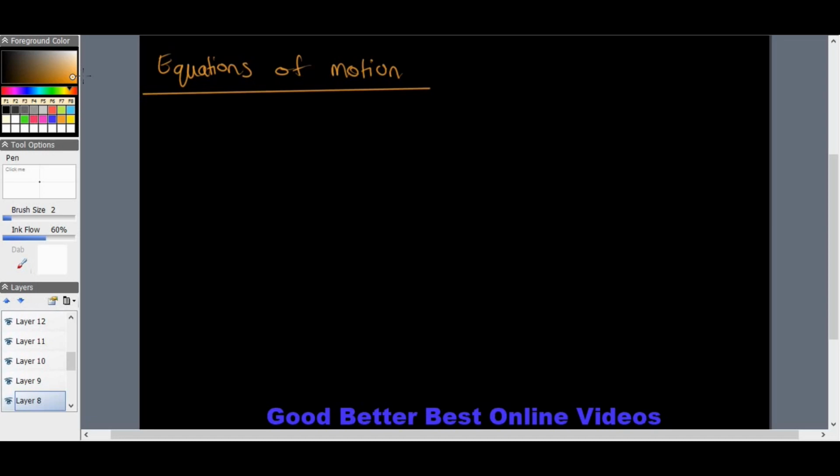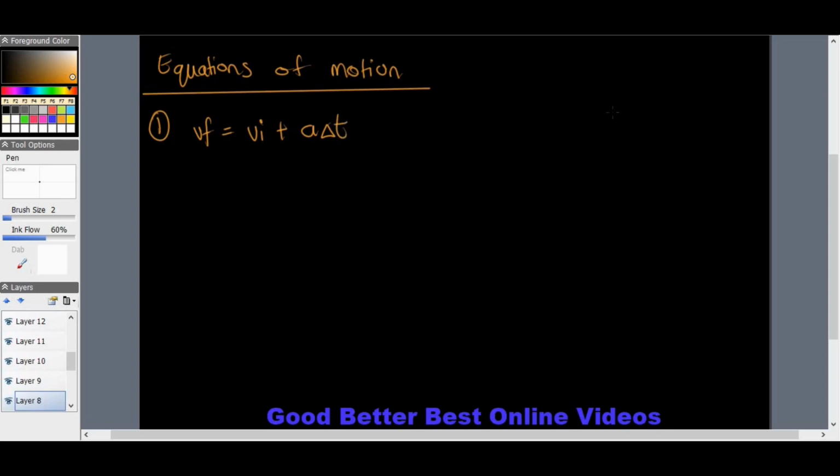The reason why there are 4 is because they all involve 4 variables. So if we know 3, of course, we can obviously calculate the 4th one. The first equation of motion I'm going to go through is Vf is equal to Vi plus A delta t, which is A times delta t.